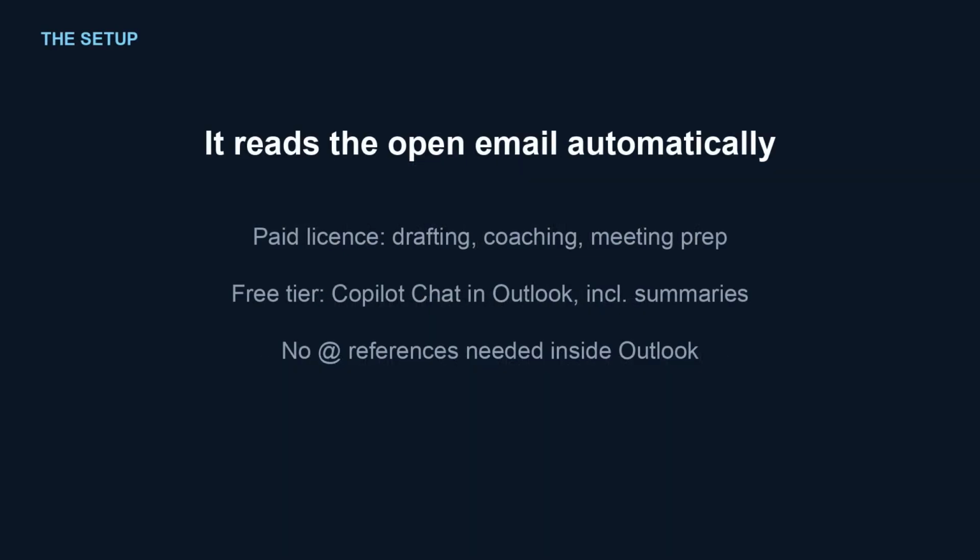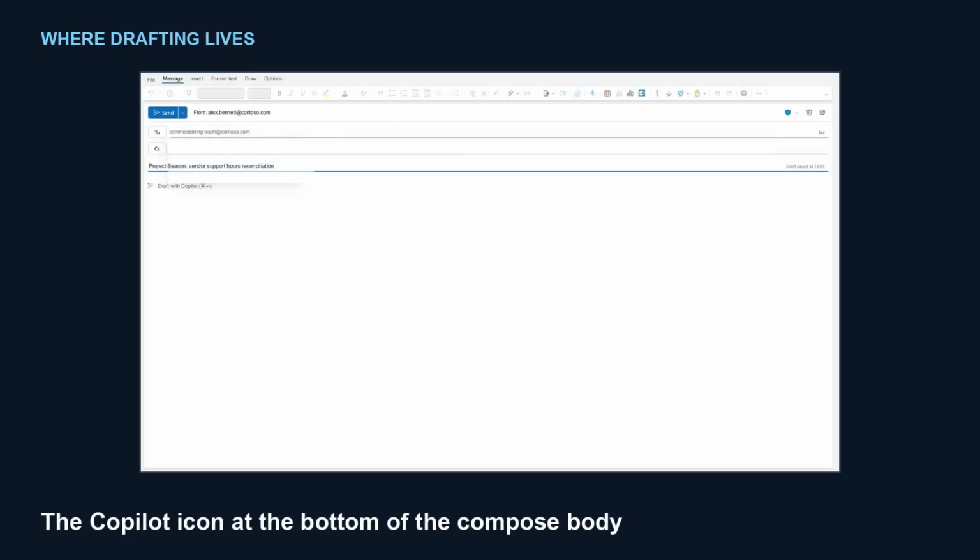The full feature set, drafting, coaching, and meeting prep, needs the paid Copilot license and shows up as Copilot buttons inside Outlook. Copilot chat in Outlook, including thread summaries, works for every Microsoft 365 user without the add-on. And inside Outlook, Copilot reads the open email automatically. No references, no setup. Drafting lives in the Compose window.